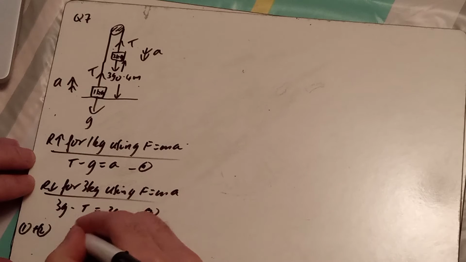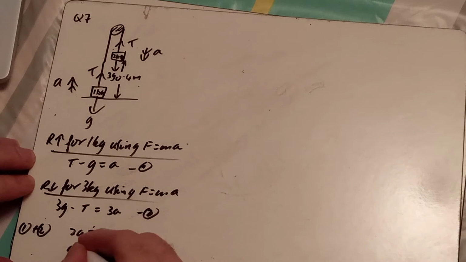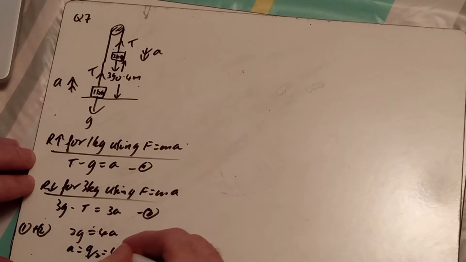I'm not even reading the question. 3G minus 1G is 2G. A plus 3A is 4A. So A is 2G over 4, G over 2, which is 4.9 meters per second squared.